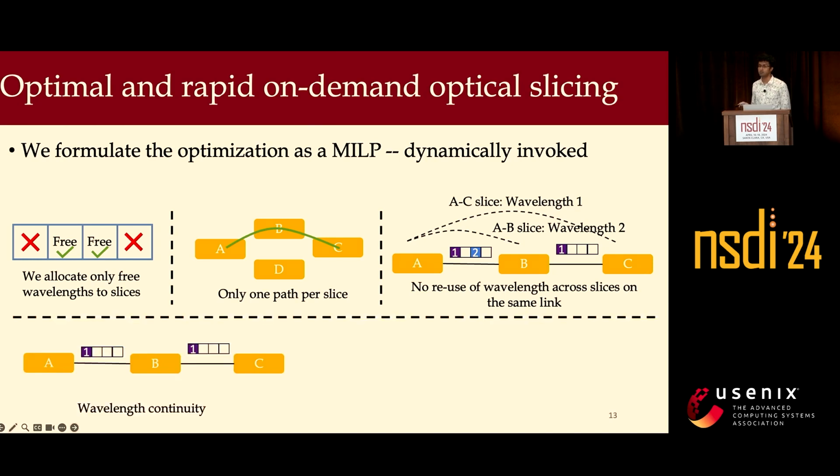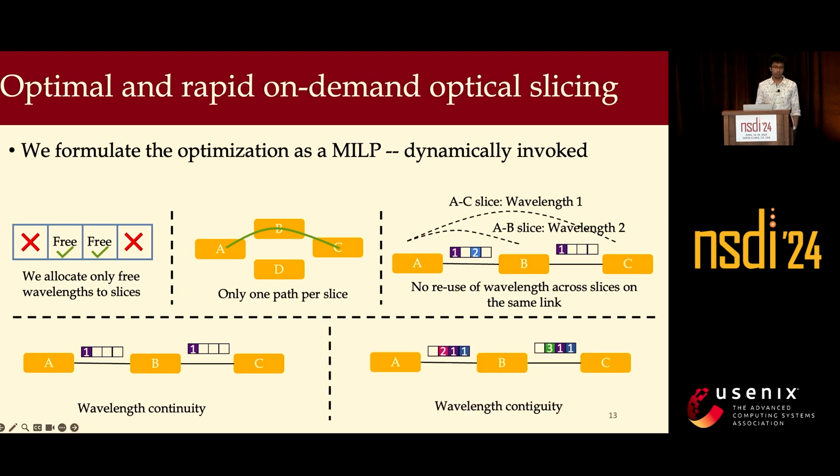The next constraint is, let's say if a slice is using more than one link in the network, it needs to use the same wavelength on each of these links because we are routing our data based on wavelengths and it needs to be the same on all the links. And then finally, if a slice requires a lot of bandwidth, it needs to use the same set of wavelengths on every link that it's using.